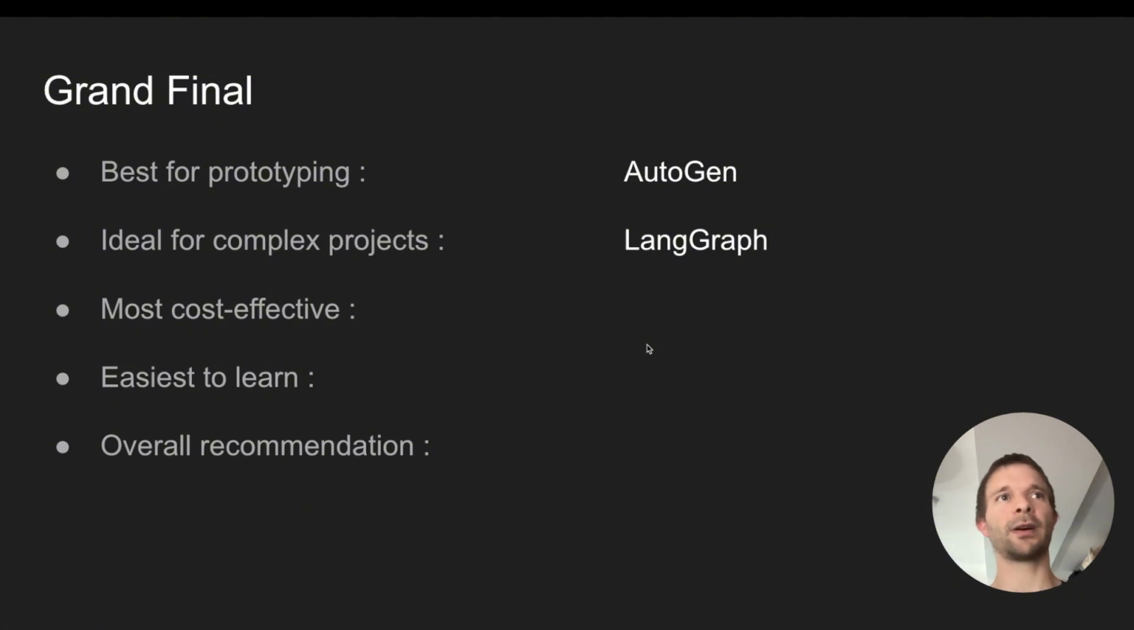Well, the most cost-effective one, that was simple, just comparing the price, and this was AutoGen. The easiest to learn, I would say, is CrewAI, because it's only about prompting. So for the ones who are not so familiar with writing code and who want to focus on prompting and to learn prompting, use CrewAI, because that one is perfect for you.